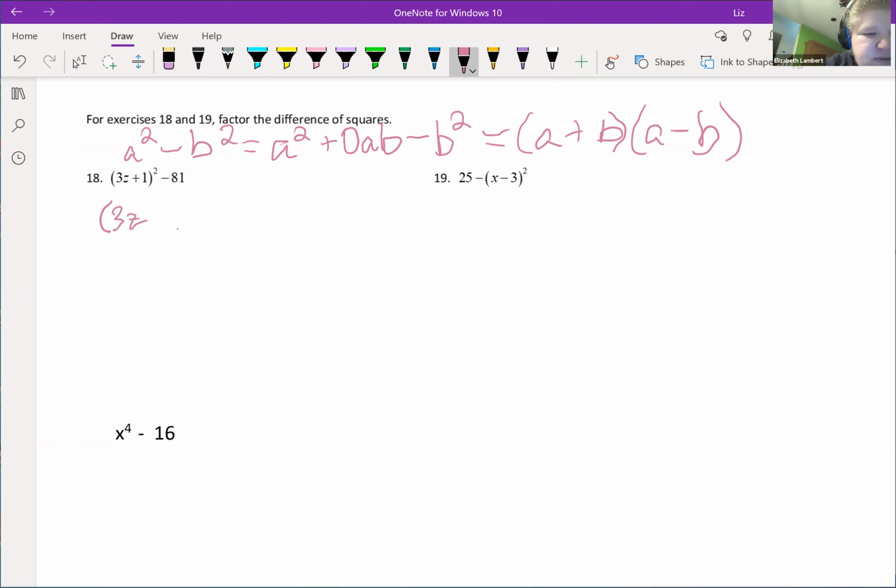So that is 3z plus 1 squared minus 9 squared. Now you can see the b here is 9. So I'll go ahead and use extra parentheses because safe math is the way to go. When in doubt, wrap it up.